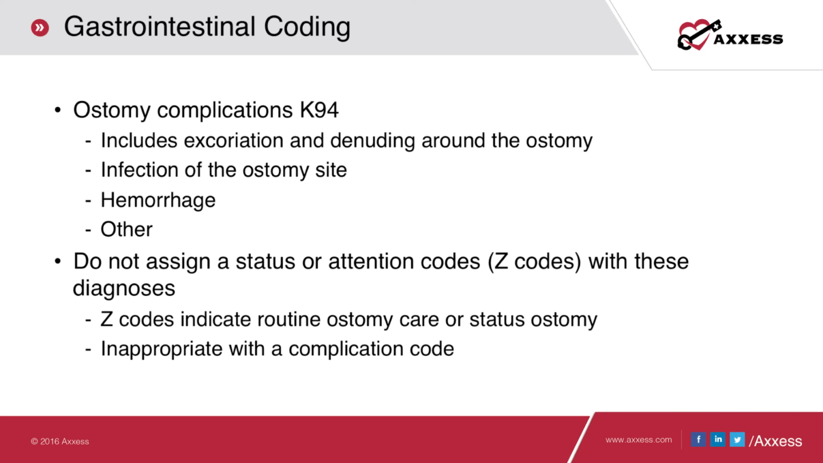Your ostomy complications are found at K94. Those complications include things such as excoriation or denuding around the ostomy. Could also be infection of the ostomy site, hemorrhage, and other complications. Now, you don't want to assign a status code or attention codes, in other words, the Z codes for the ostomies, when you have those ostomy complication codes at K94. And that only makes sense because Z codes indicate routine ostomy care or just a status. And that's inappropriate when you have a complication because that's not routine, that's a complication problem.